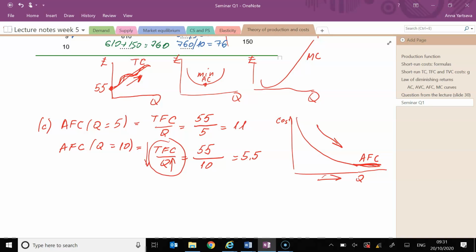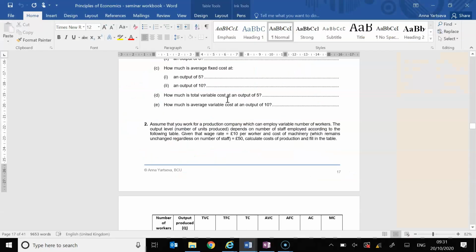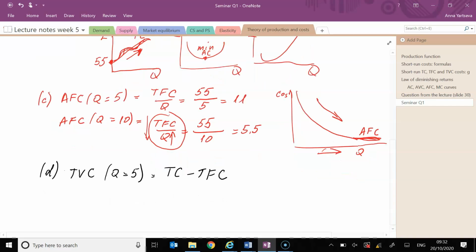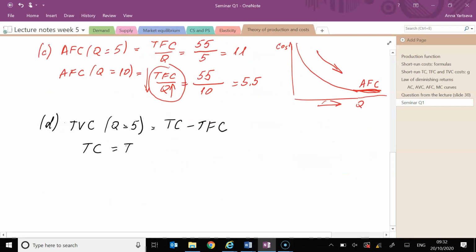Okay, next question. Next question D. How much is total variable cost at output of 5? Total variable cost when output is 5. In order to calculate total variable cost, we need to take total cost and subtract total fixed cost. Variable costs are costs which directly vary with the level of output. And we know, because total cost is a sum of total fixed and total variable cost, to find this particular bit, we need to take total and subtract total fixed cost.